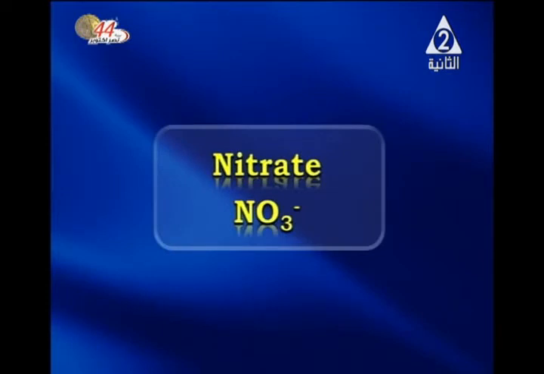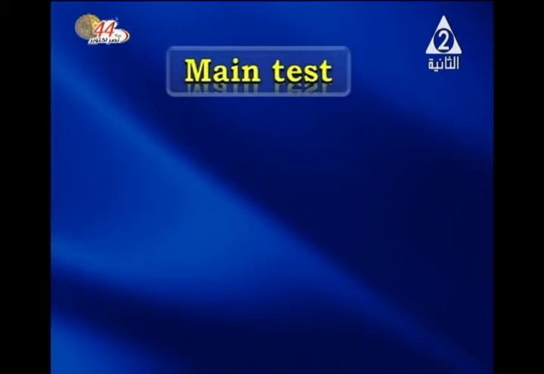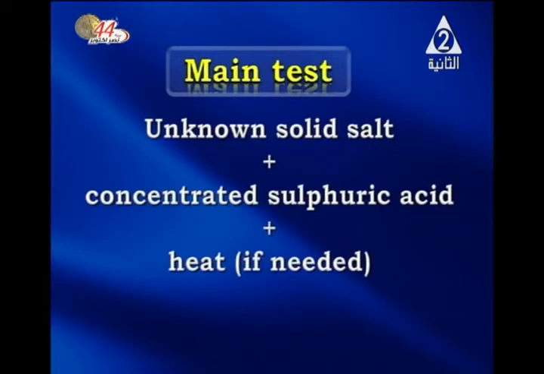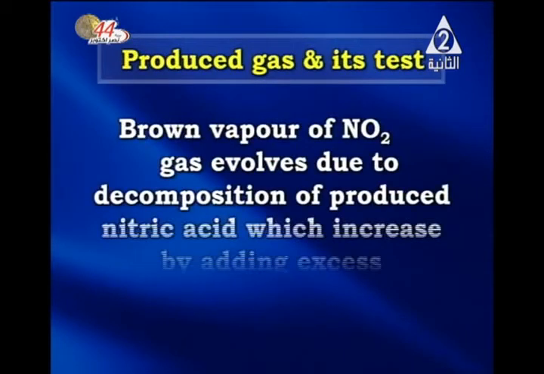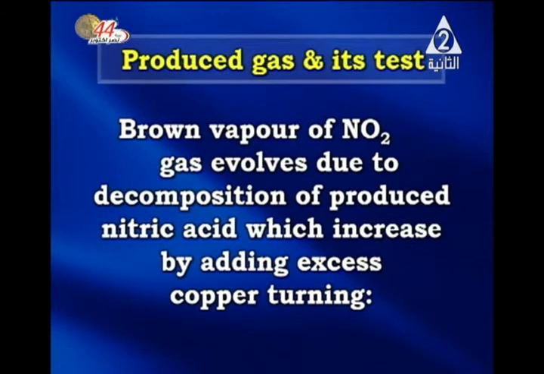Now we are going to discuss the last anion of the sulfuric acid group, which is nitrate radical NO3-1. The main test here: the unknown solid salt plus concentrated sulfuric acid plus heat. Here the produced gas is brown vapor of nitrogen dioxide gas that evolves due to decomposition of the produced nitric acid, which increases by adding copper turnings, as the following animation shows.